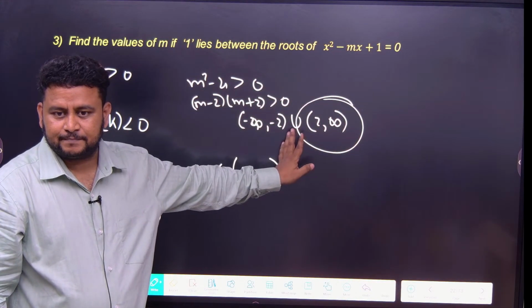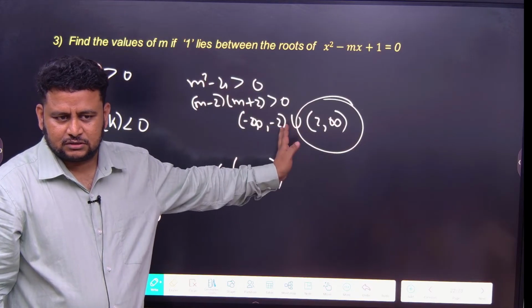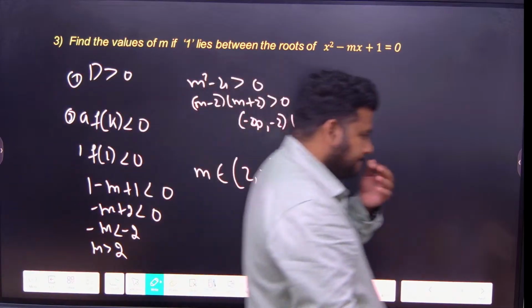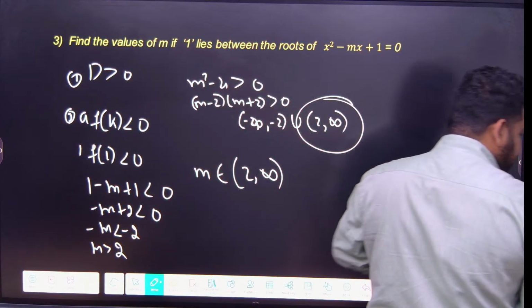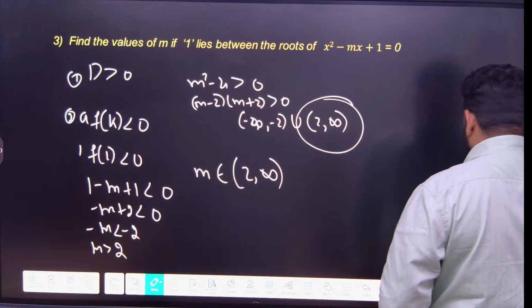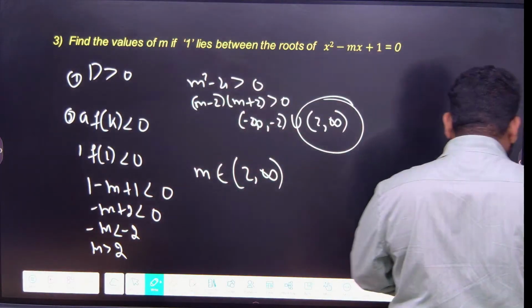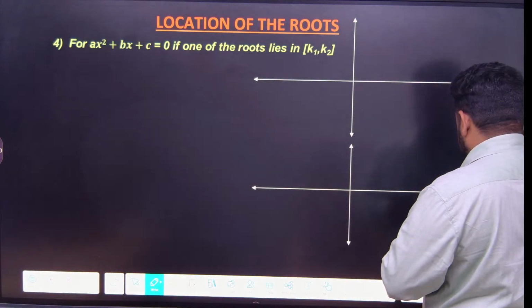Understood, Bhavani? Any doubt? Ritika, understood? Rohan, got it? Fine. Understood this one, everyone? Let us go to the next condition. Not so important, but you have to know.